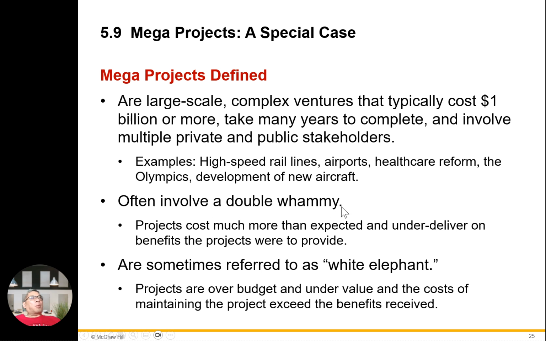They often involve a double whammy. Project costs are much more than expected and they under-deliver on the benefit the project was to provide. A summary term is a white elephant. Projects are over budget and undervalued, and the costs of maintaining the project exceed the benefits received.